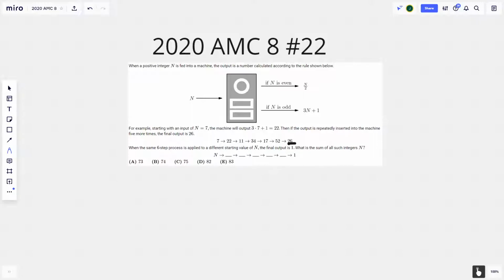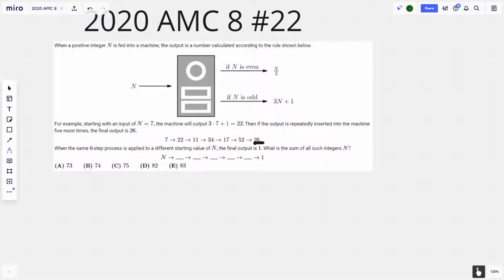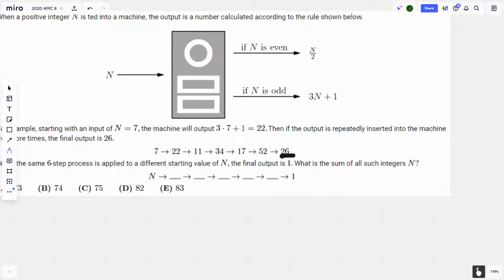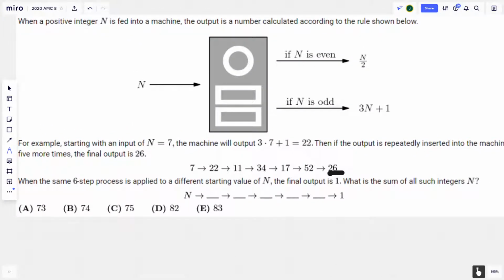Now, the problem is asking us, if we applied the six-step process to a different starting value of n, and the final output is 1, what is the sum of all such integers n? So we have to find the values of n that, if we started with them and applied the machine 6 times, would give us a value of 1.